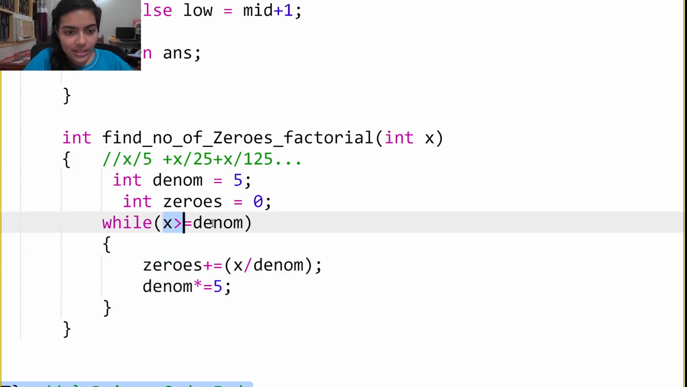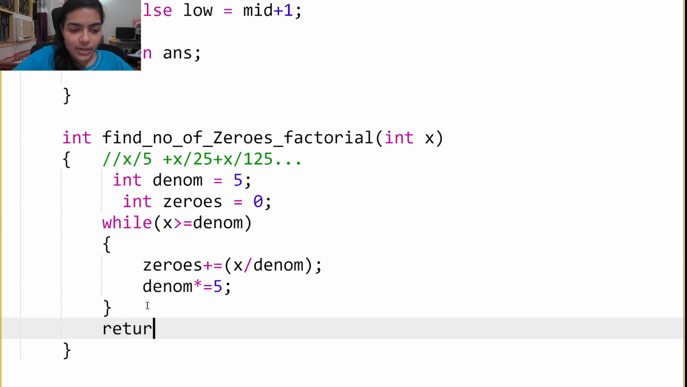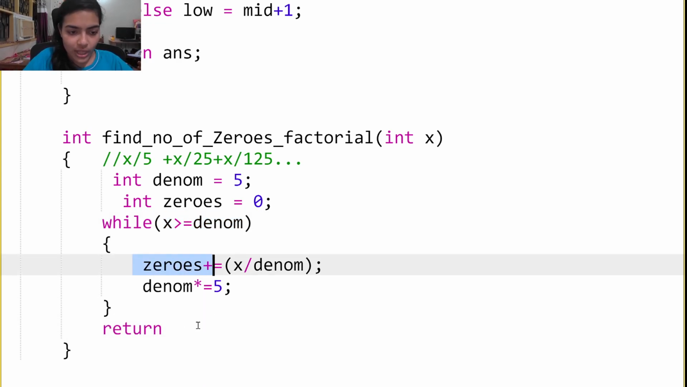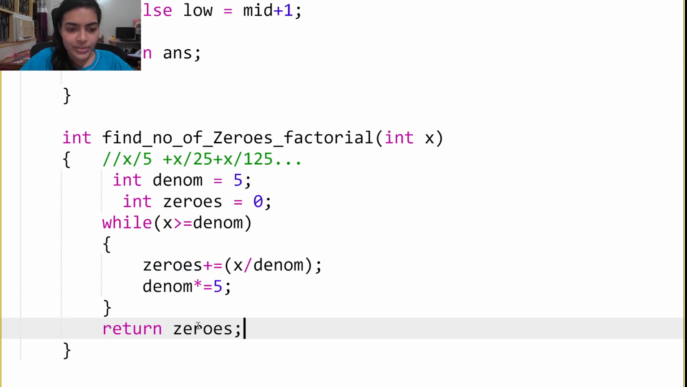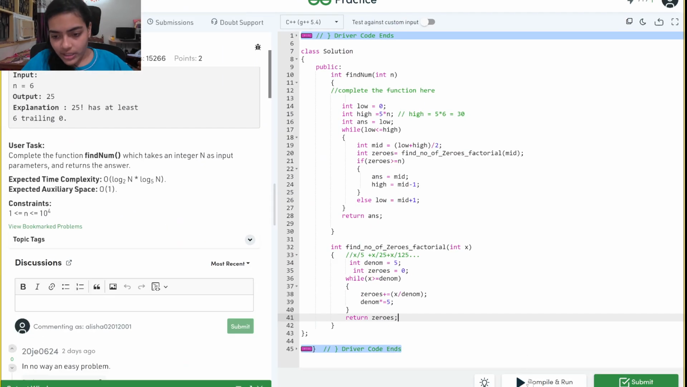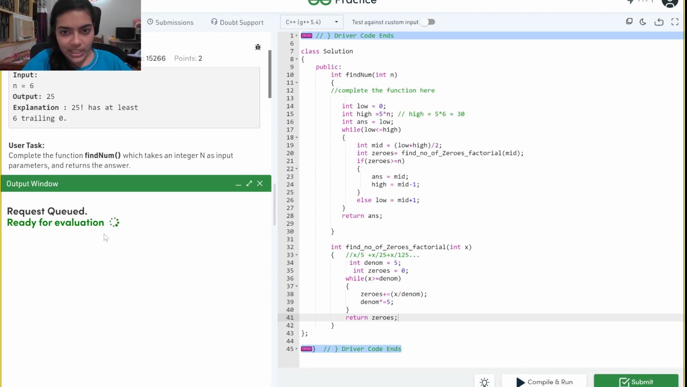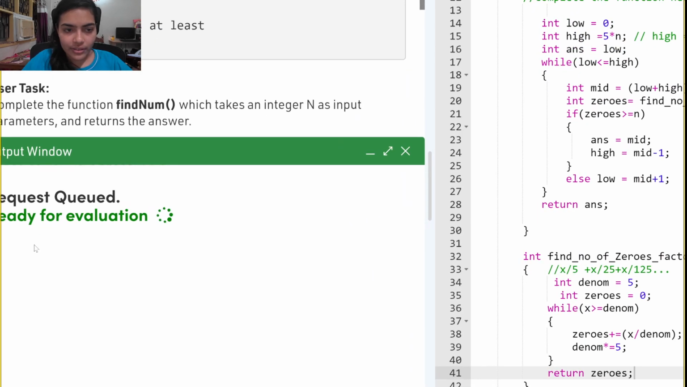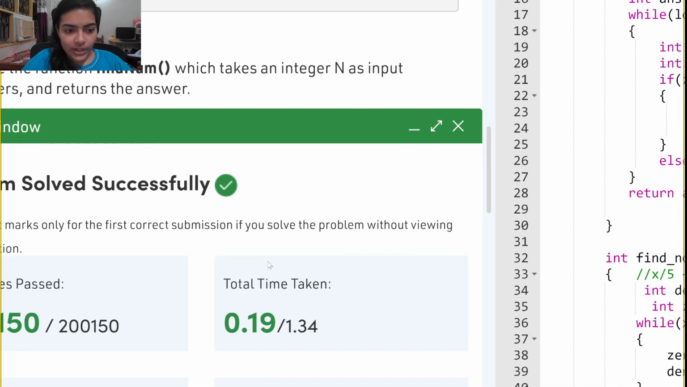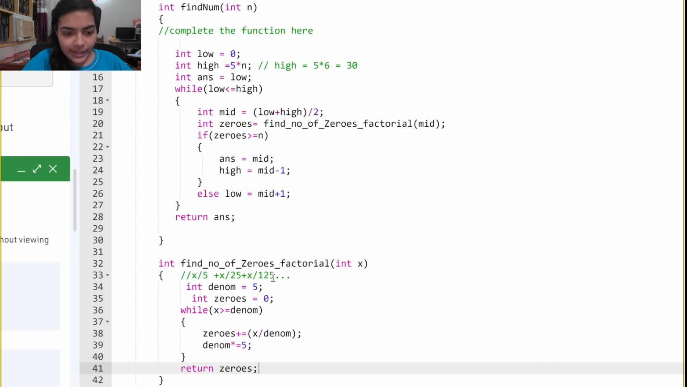So we'll keep on doing this till x is greater than denominator, after which it becomes 0. There is no point in adding 0 to the answer, right? Answer will still remain the same. So we can just return zeros. That's it. This is the simple logic. Now let me compile and see if it's working. So it's working. Let's submit and see if it's working for all the given test cases. So it's working. Thank you for being patient and listening.